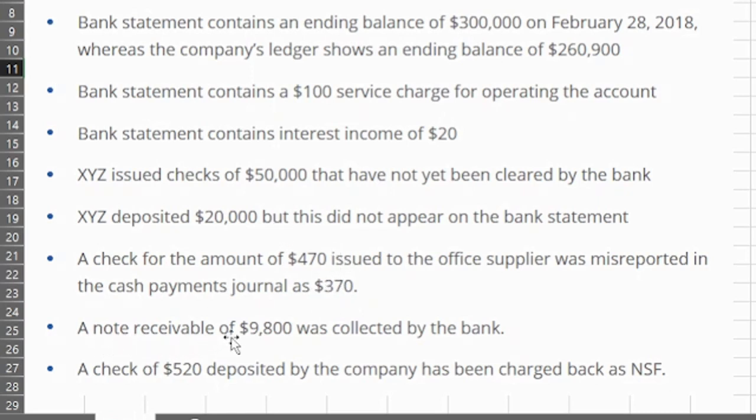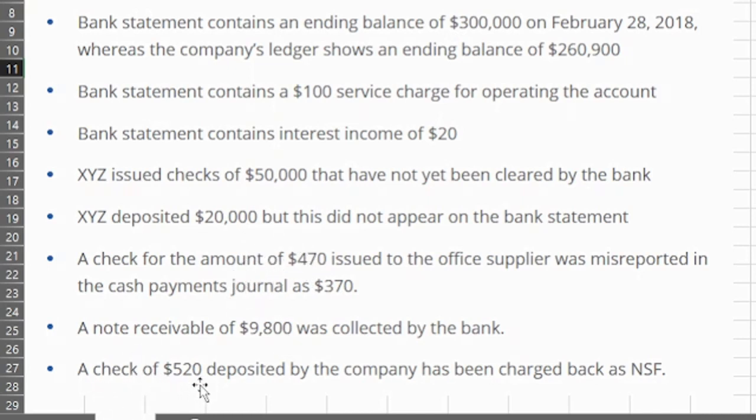Then there's a note receivable of 9,800 that was collected by the bank. That means the bank has already recorded 9,800, but we are yet to record that in our own books. Note receivable is like a customer has paid into our bank directly, but we are yet to know about that payment. So we need to put that back into the cash book.